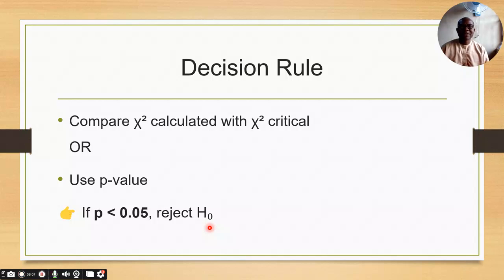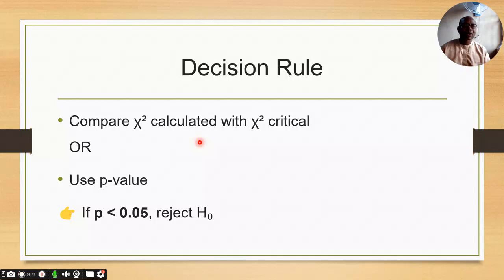Now, let's look at the decision rule. The concept of decision rule cuts across different types of statistical tests. This is where we make a decision on whether to reject our null hypothesis or fail to reject it. So, same way we do for other statistical tests, we compare our chi-square calculated with the chi-square critical to make our decision. Usually, if our chi-square calculated is more than the critical, then we reject the null hypothesis. Otherwise, we fail to reject our null hypothesis.